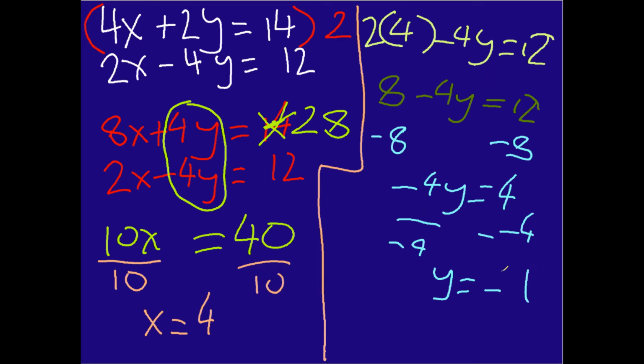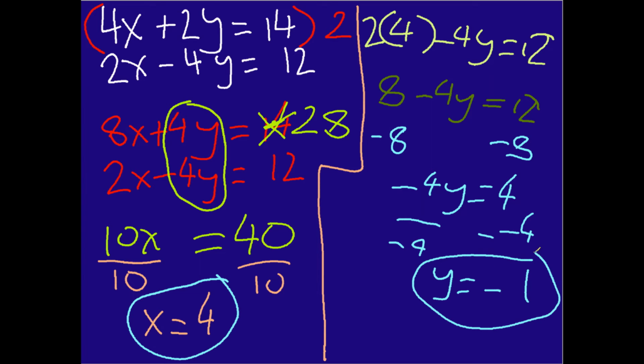Now, you can always check. I'll let you do that on your own time, but if you check, you can see that this will work out. So let's just do this mentally. 4 times 4, x is 4, so 4 times 4 is 16. Then we have 2 times negative 1, which is negative 2. So 16 minus 2 will equal 14. So you can see that it works, and our answers here are correct. The answers are x equals 4 and y equals negative 1.